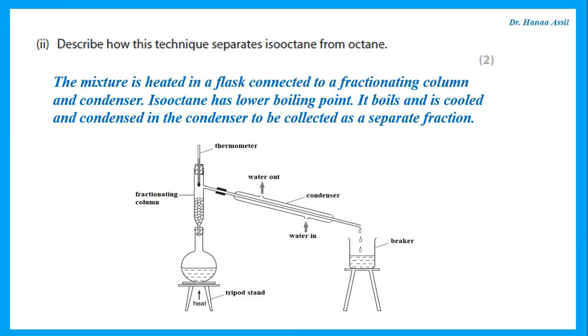Remember, so long as we're collecting one of the fractions, the thermometer remains at a constant temperature. And then as soon as all the isooctane has been collected, then the temperature will start to rise until we reach the boiling point of the next fraction and so on.